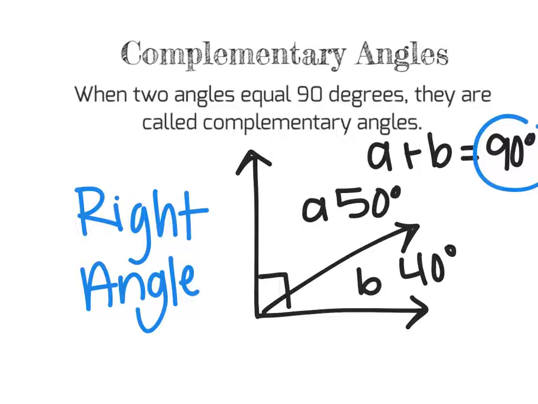Okay, don't freak out yet. I'm just introducing it to you. We're going to do some practice problems together. But the main thing you need to know is that complementary angles are two angles that add up to be 90 degrees, or they add up to be a right angle. We call them complementary because they complement one another to equal 90 degrees.